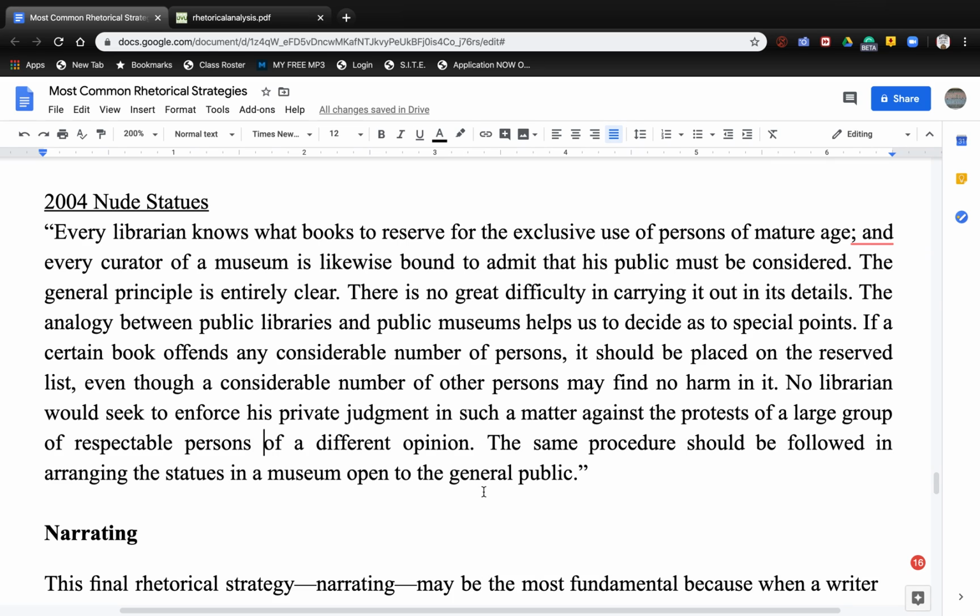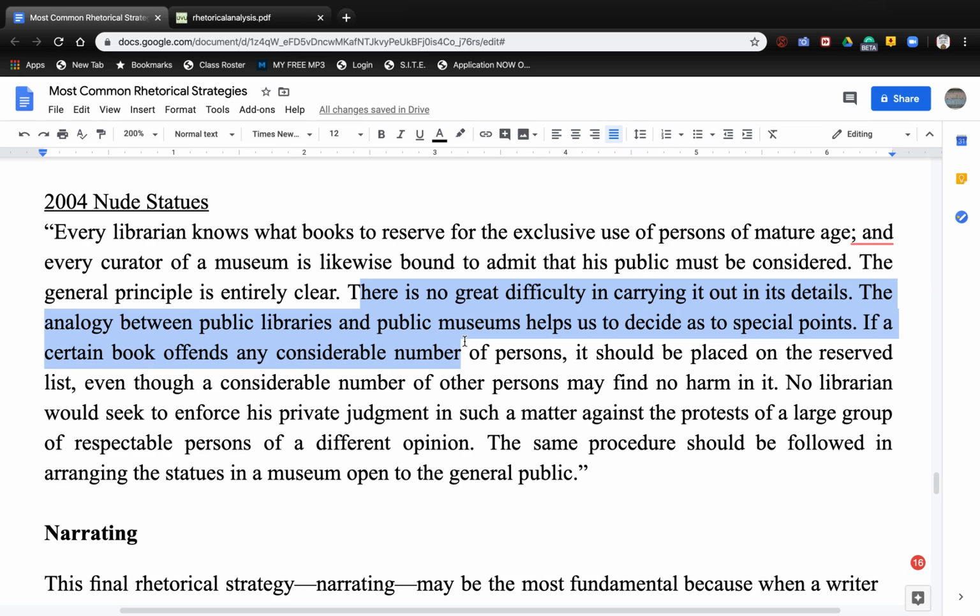All right, so the implication is this. If A, then B, right? If libraries put away books that people don't like, then why can't we do the same thing in a museum, right? Now, explaining the process of how they do it in a library so that we can do the same in the museum, that is in itself a strategy.